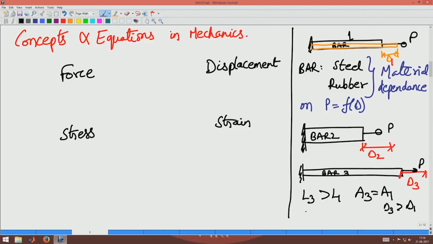In the case of bar 2, let us assume the length of bar 2 is the same as the length of bar 1, but the area of bar 2 is greater than the area of bar 1. This would imply delta 2 would be less than delta 1. In other words, the geometry of the body has a role to play in determining what this function is. So, there is a material dependence and then there is a geometric dependence.